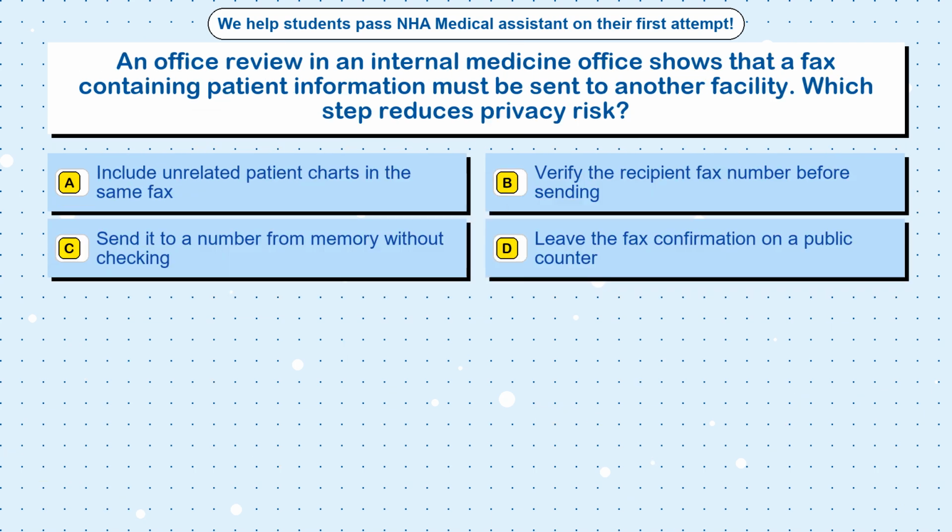Question 2. An office review in an internal medicine office shows that a fax containing patient information must be sent to another facility. Which step reduces privacy risk? Option A, include unrelated patient charts in the same fax. Option B, verify the recipient fax number before sending. Option C, send it to a number from memory without checking. Option D, leave the fax confirmation on a public counter.